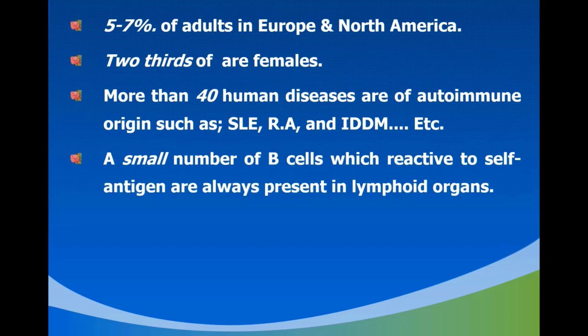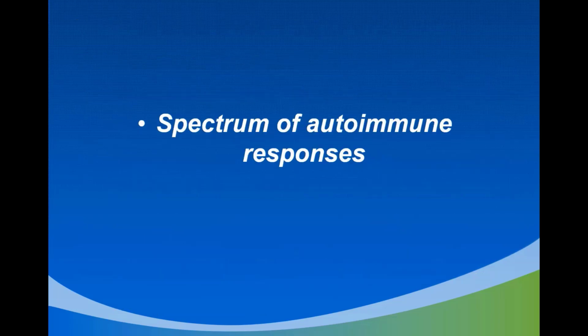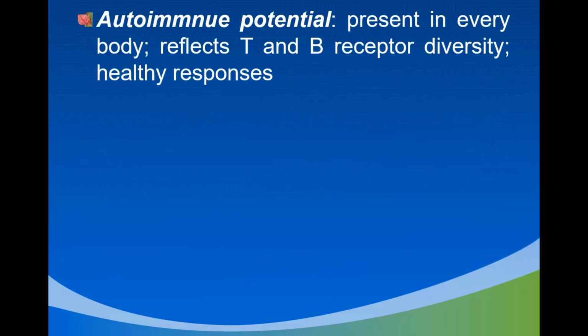A small number of B cells reactive to self-antigen are always present in the lymphoid organs. If regulation of these autoreactive cells breaks down, clones of lymphocytes can generate high levels of autoantibodies or autoreactive cells, leading to autoimmune damage.